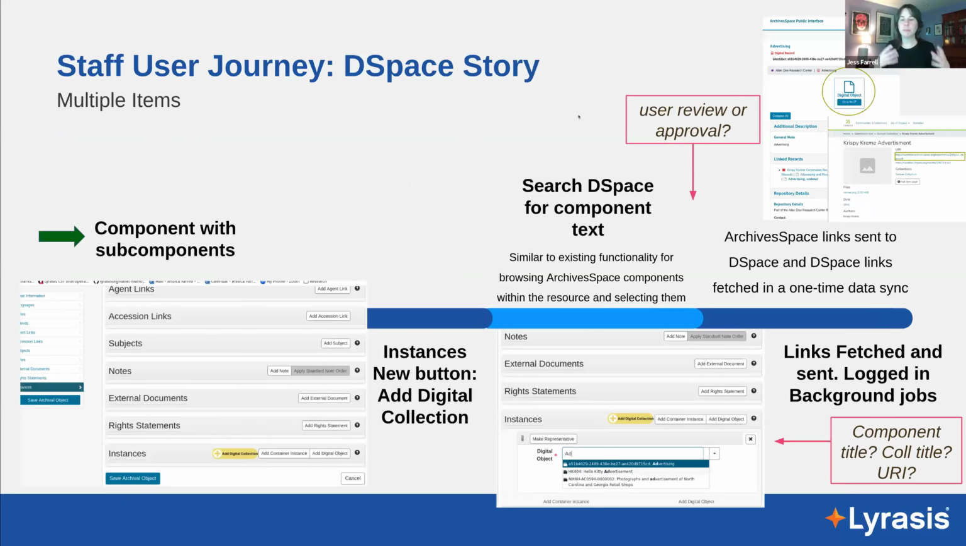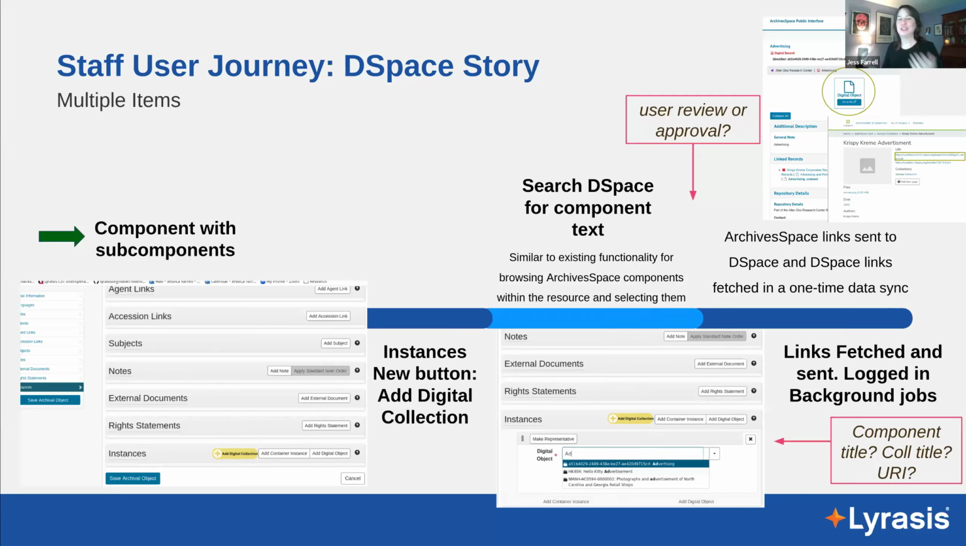So for doing this linking process with multiple items, I did suggest going into a component that has subcomponents already that are digital objects, I guess that would need to be. And then under instances, adding a new button where you could add a digital collection. This would again have a linker field similar to the one that exists, only you would be able to search for a collection.